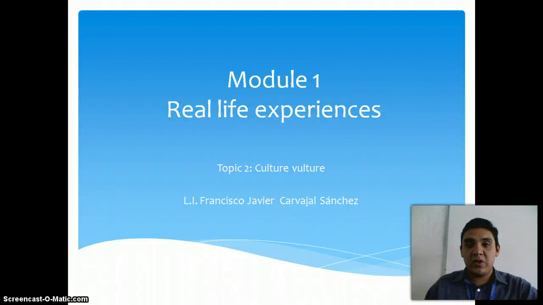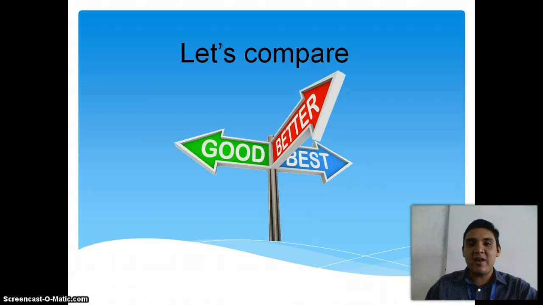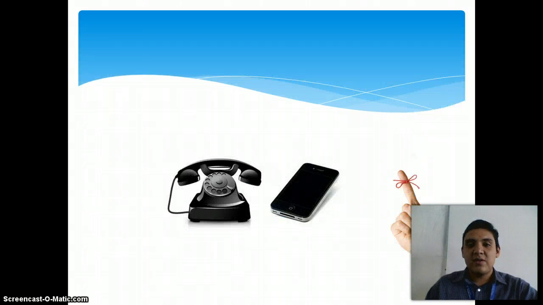Today we are going to be working on module number 1, real life experiences, topic 2, culture vulture. At this level, you know how to compare. You know how to use the form than in the comparative form, of course. You know how to use it, why to use it, and what to use it for. So let's make a comparison. Let's compare and make a review of these forms.